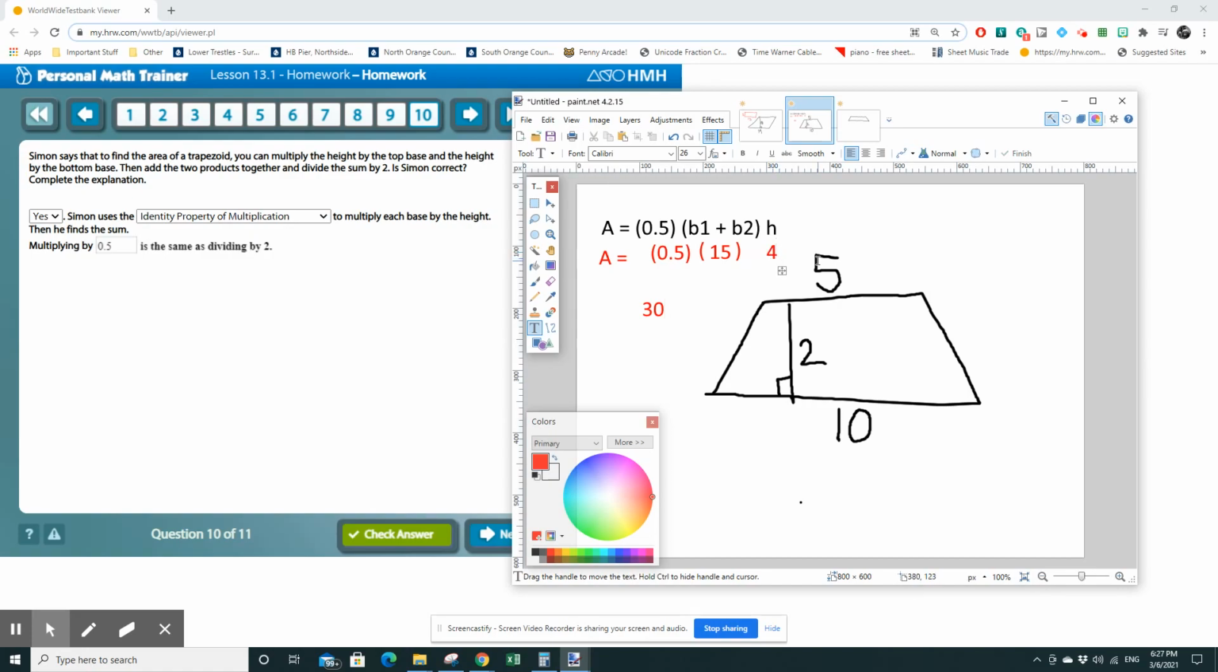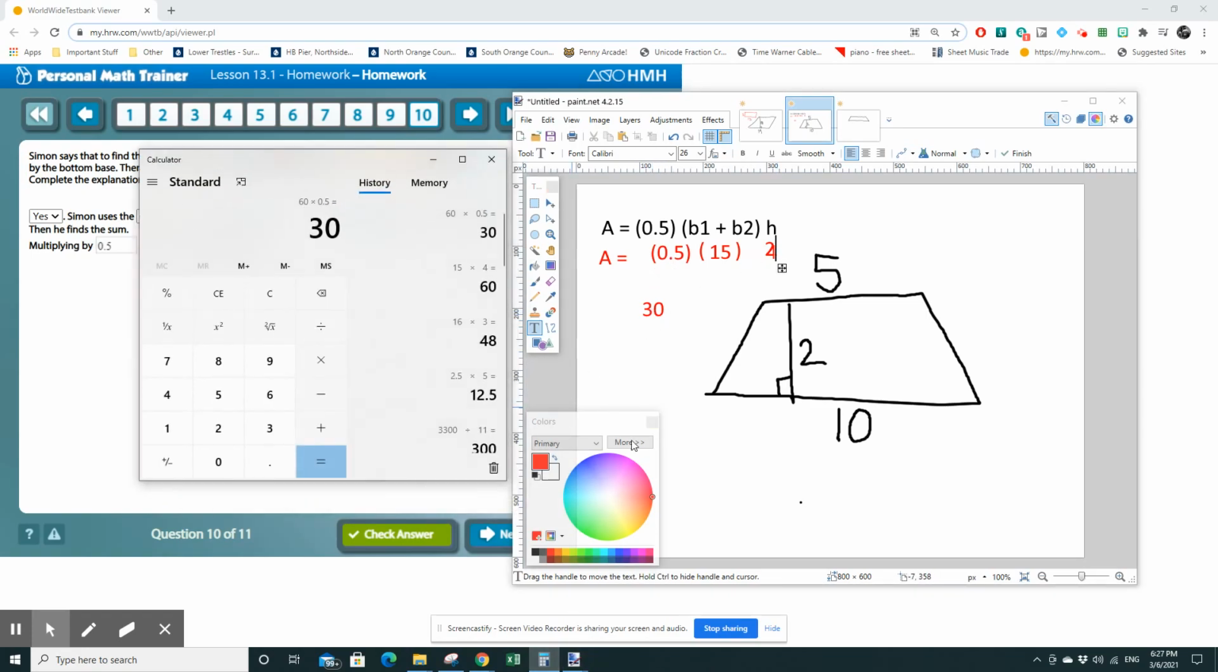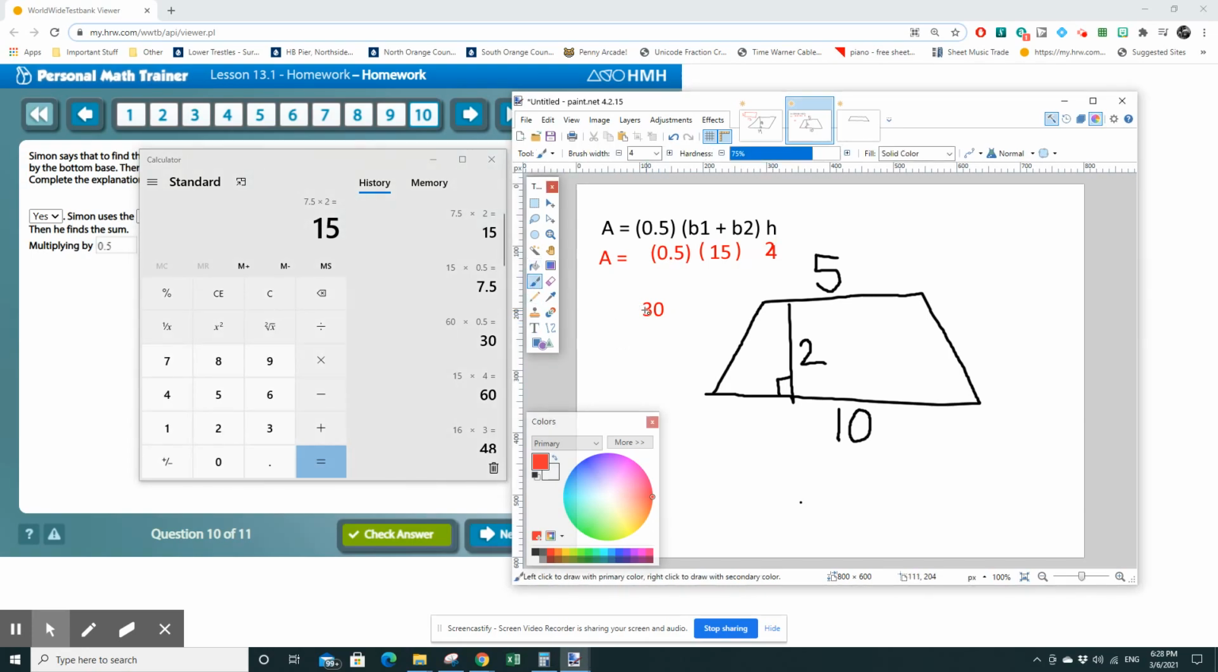What am I thinking? This height is not 4. It is 2. So if it's 2, let's say I multiply those numbers together: 15 times 0.5 times 2. I get 15, not 30. Oh my goodness. Mistakes, mistakes. So my answer is 15.